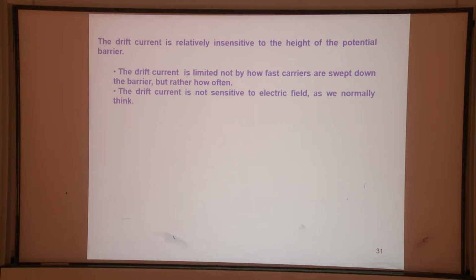However, for diffusion current, that is another case. If you increase the forward bias, you will increase the diffusion current. All right? And the diffusion current direction is opposite from the drift current direction.